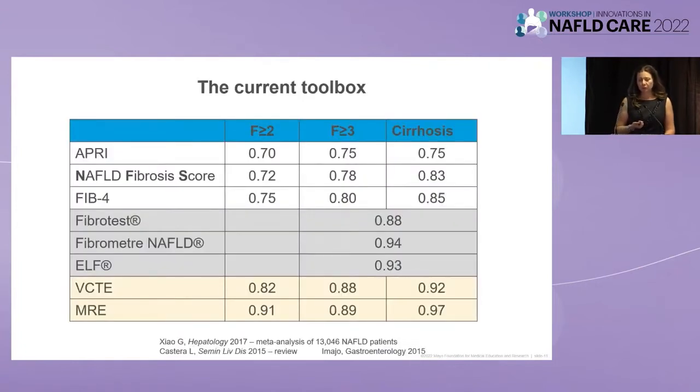So what's in the current toolbox? We know this table. I won't spend too much time, but the top three lines are the blood-based biomarkers. FIB4 is the biggest contender. NFS is very close in terms of performance. The proprietary tests outlined below, ELF being the next contender. And then we have the elastography with FibroScan and MRE, and you can see their comparative performance.